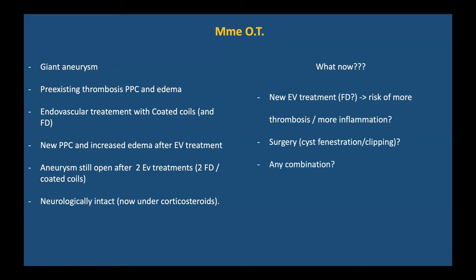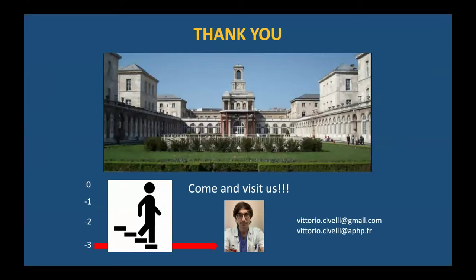It's an open question, because I have to make this decision. The aneurysm is still open, but a new endovascular treatment may expose her to a risk of more thrombosis and more inflammation on the cystic and parenchymal side, so it's maybe not the best choice. But the aneurysm is there, and surgical treatment is not an easy way to treat this aneurysm. Any combination of treatments, I'm open for discussion, and thank you very much.